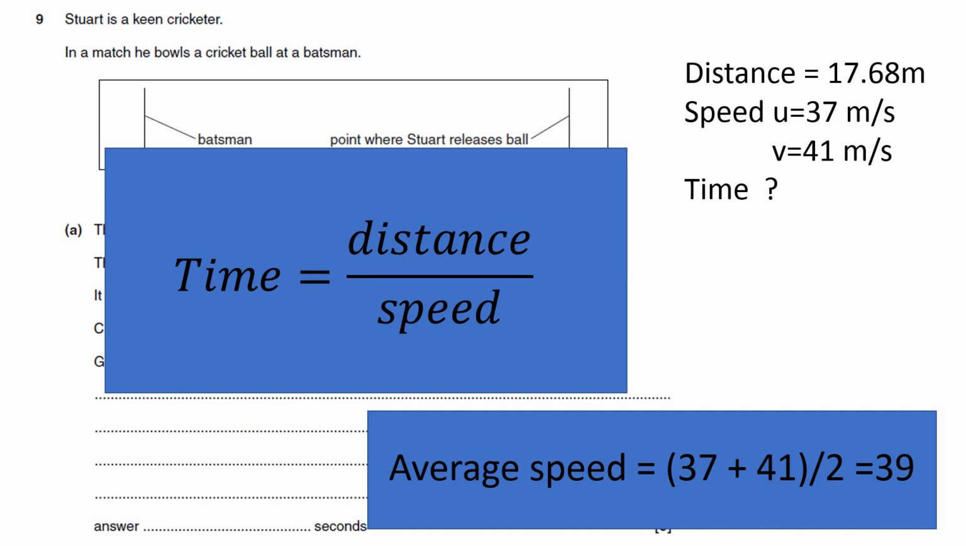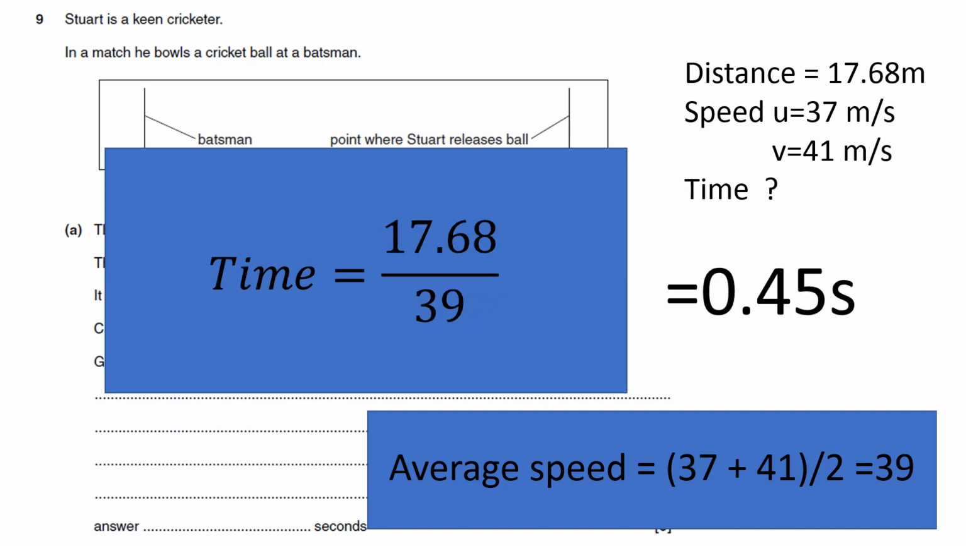So now we have a single figure for speed. We can put that in the equation. Distance of 17.68 meters, speed of 39 meters per second, divide one by the other, and we get our magic figure of 0.45 seconds. And that's the correct answer.